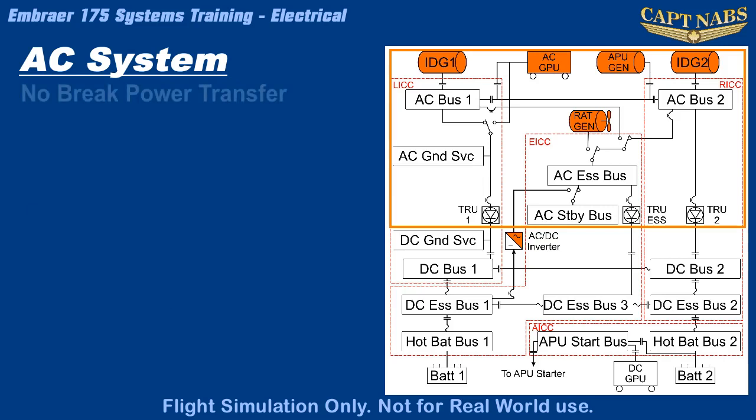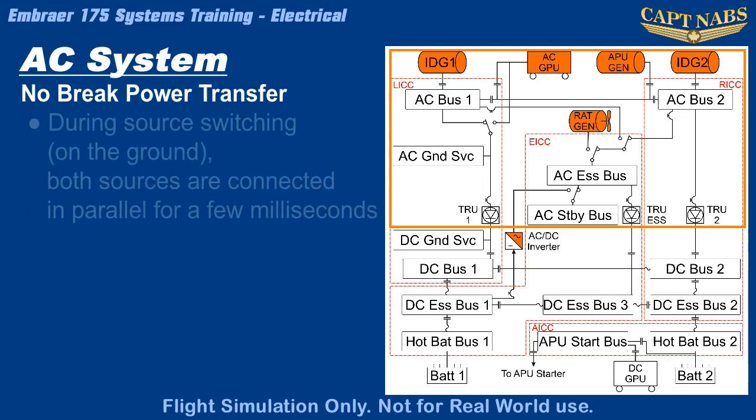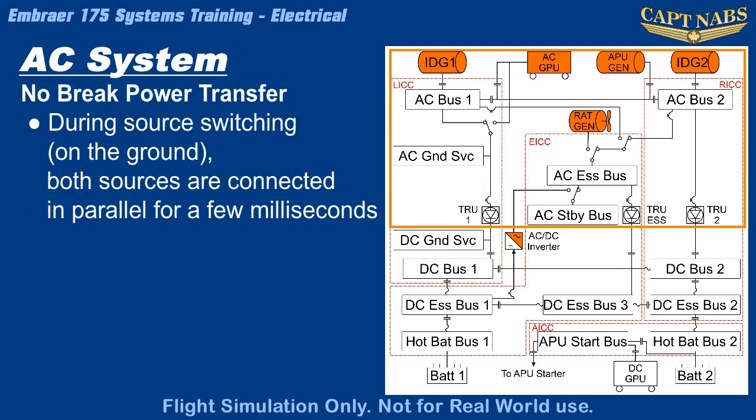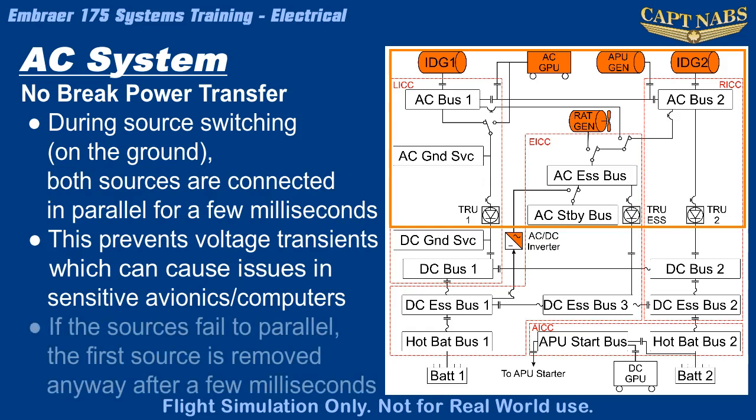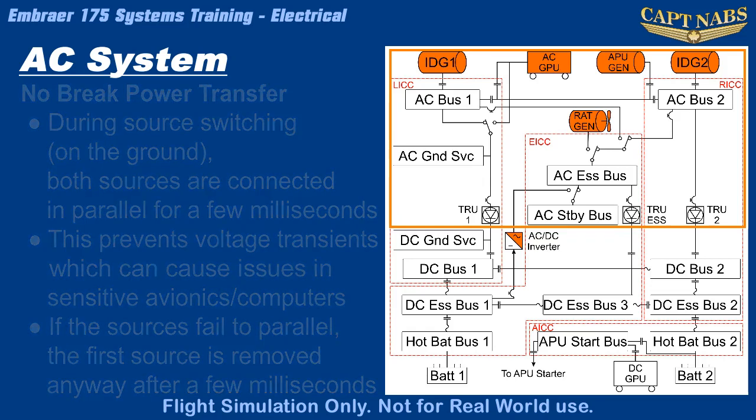The Embraer features a no-break power transfer system for the AC system. During source switching on the ground, the 2 sources are momentarily connected in parallel before the first source is disconnected. This minimizes electrical transients in the system, which could cause equipment or computer errors. If the system can't parallel the sources in an appropriate time frame, which is measured in milliseconds, the first source is removed anyway, and the second source reconnected with the minimum possible break in electrical power.